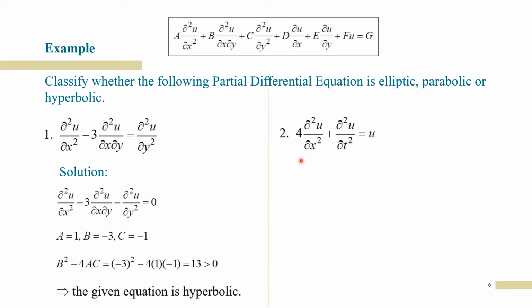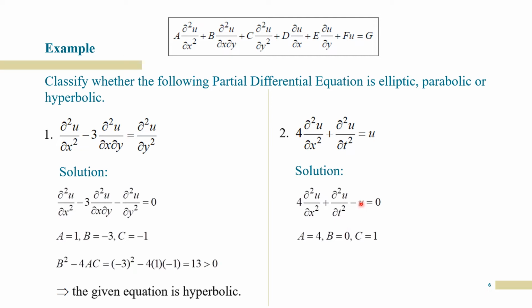Second equation: 4 ∂²u/∂x² plus ∂²u/∂t² equals u. Let us determine the type of the equation by first shifting u to the left side and comparing this equation with the general equation given in equation number 1. Okay, so it seems that a, the coefficient of ∂²u/∂x², is equal to 4 in this given PDE. Now there is no mixed derivative, therefore b is equal to 0 and c is equal to 1.